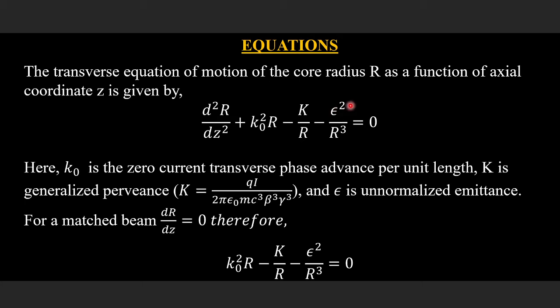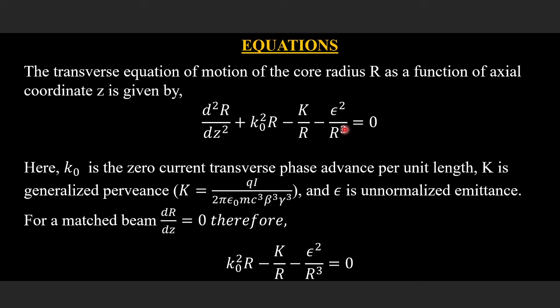You have a distribution of particles, and you just calculate the second moment of the distribution in a given phase space plane, say x x prime or y y prime or whatever you want. So that's my emittance term. Again, emittance leads to defocusing of the beam, and that's why we have a negative sign here. So I hope it is clear.